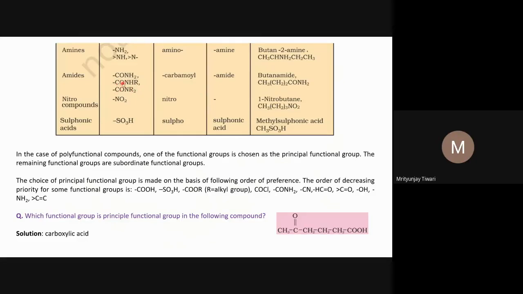This is called tertiary amide. Then the nitro compounds are there. Nitro compounds will have functionality NO2. The structure will be there. These compounds are called nitro compounds. And this example: CH3, CH2, CH2, CH2, NO2.